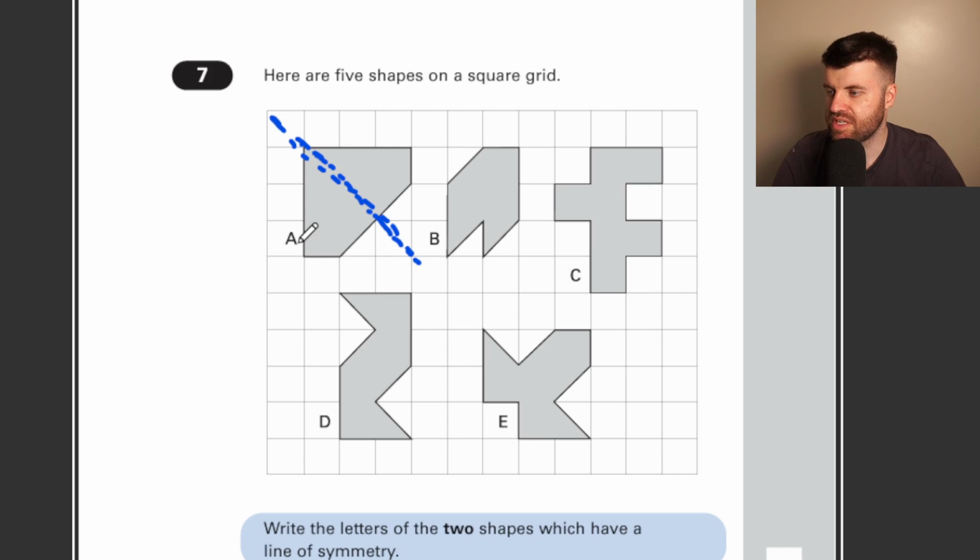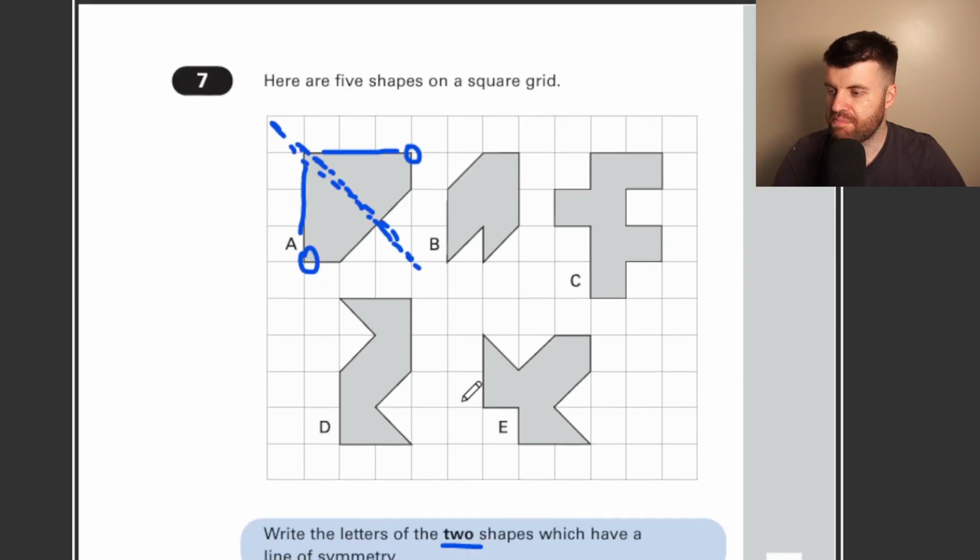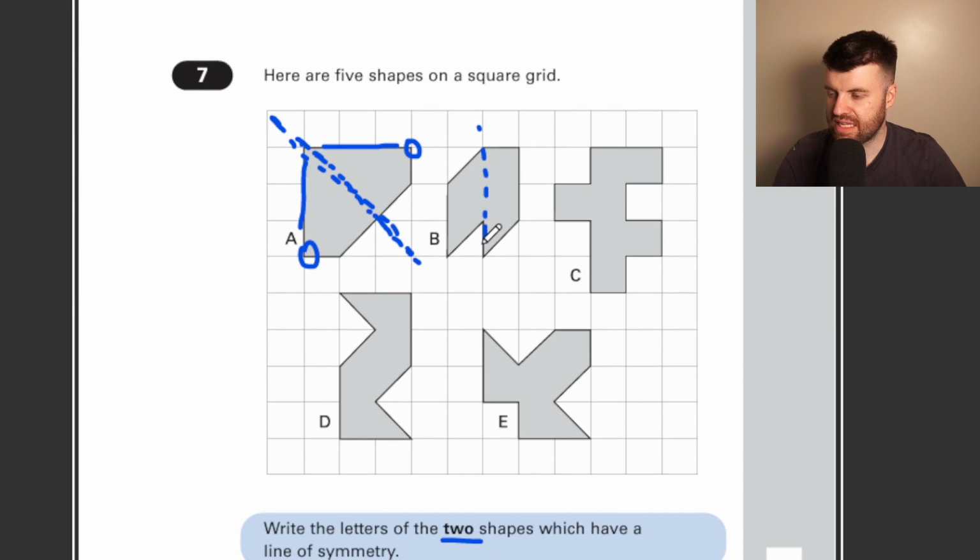A line of symmetry is where if we fold down that line, the corners would match up perfectly, the edges would match up perfectly, there'd be no overlap. A works beautifully. There's one more, because look, the question said 2 shapes. B. No, look, we drew a line down the middle. We'd need a shape that looks a bit like this.